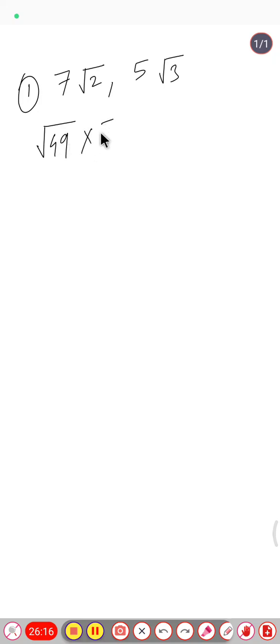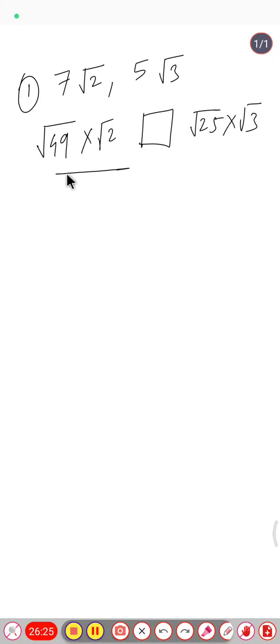Again, for your better understanding, we can take one more example: 7 root 2 and 5 root 3. Now what we have to do similarly, so we write here 49 into root 2. We have the blank space for the comparison, so we can write here 25 into root 3. Again here it's 49 into 2.